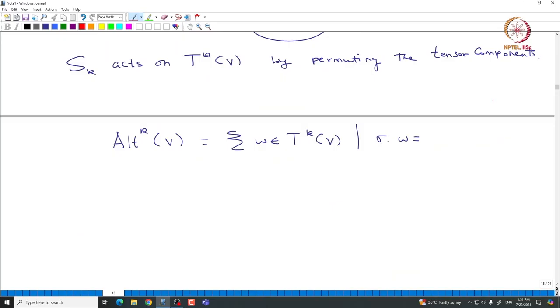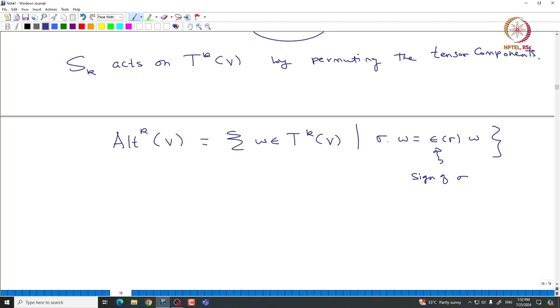You take those vectors coming from this T^k(V) such that when you apply sigma on w, you expect to get the sign of sigma times w. Okay, this is the sign of sigma, and that has coefficient for this. So now you can easily see that if sigma is a non-trivial transposition which flips i and j, then sigma w becomes minus w. Okay, so that is why you need this anti-symmetrization to get these alternating tensors.